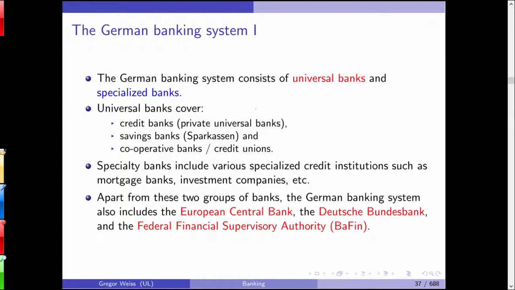For example, we have a universal banking system. Historically, we've always had the universal banking system with banks offering both commercial and investment banking services. We've never had a system in which investment banking and commercial banking were separated. This is quite different from the US.